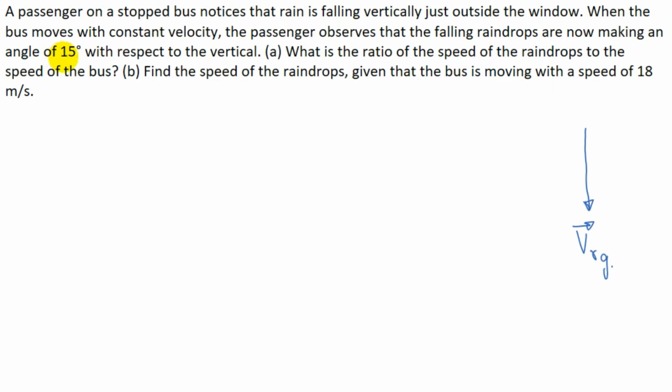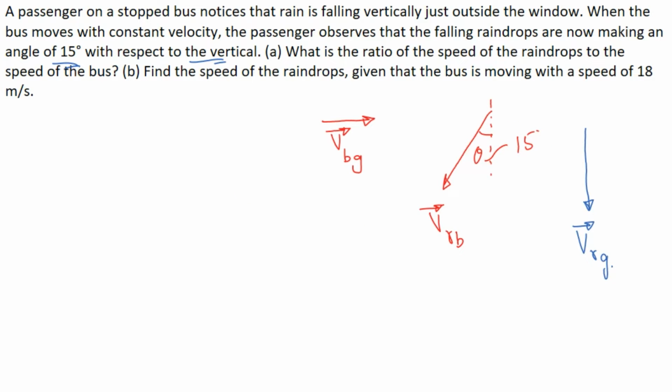Now when the bus moves with a constant velocity, the passenger observed that the falling raindrops are now making an angle of 15 degrees with respect to vertical. So this should be the velocity of the bus relative to ground. That means the raindrops now are coming like this. This will be the velocity of the rain relative to bus. This is very important. And this angle is theta, which we are given to be 15 degrees.